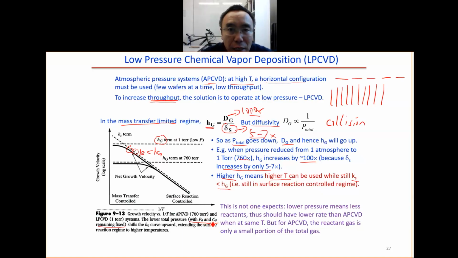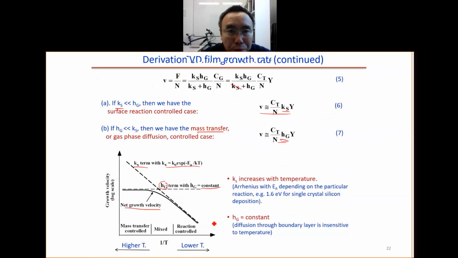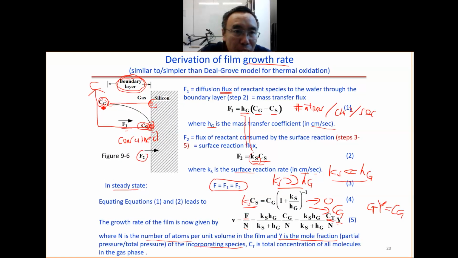That means this Cg term is fixed, even though the total pressure may be very, very high. Here, Cg equals Ct times Y. The total pressure, Ct, is very high, but because the partial pressure is very low, the Cg is actually not changed. So when we fix the Cg, the rate is only limited by the hg term. It does not depend on the Ct.